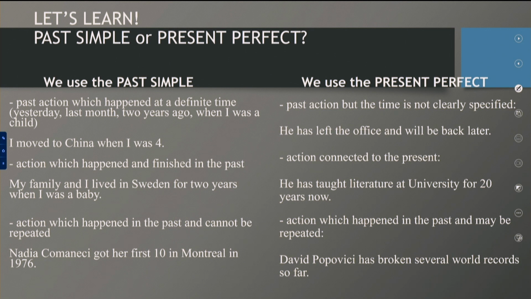Another difference between the two tenses would be that the past simple describes an action which happened and finished in the past. My family and I lived in Sweden for 2 years when I was a baby. However, the present perfect shows that the action is still connected to the present. He has taught literature at university for 20 years now. So you see the relevance in the present now. That's why we need to use the present perfect in this case. The action still goes on in the present.